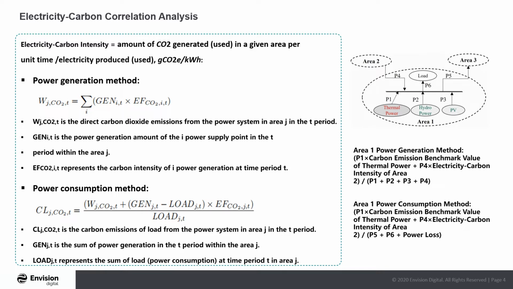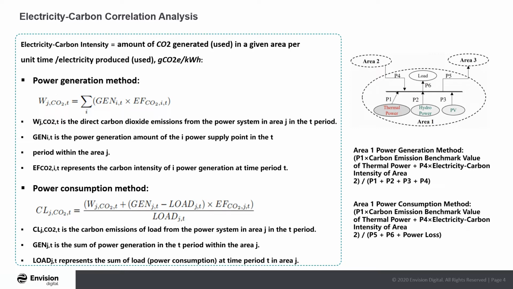The direct emissions from electricity generation in the region can be defined as equation 1, in which W_J^CO2_T is the direct carbon dioxide emissions from the power system in area J in the T period. GEN_IT is the power generation amount of the I power supply points in the T period within the area J, and EF_CO2_IT represents the carbon intensity of I power generation at time period T.